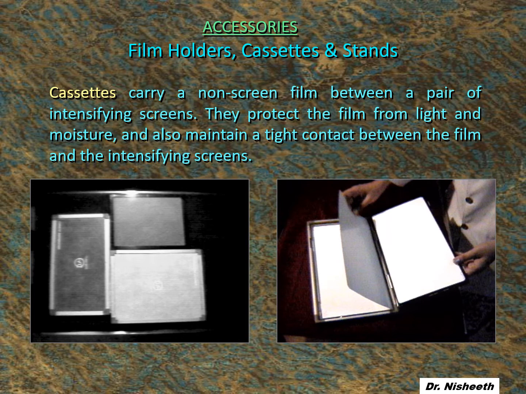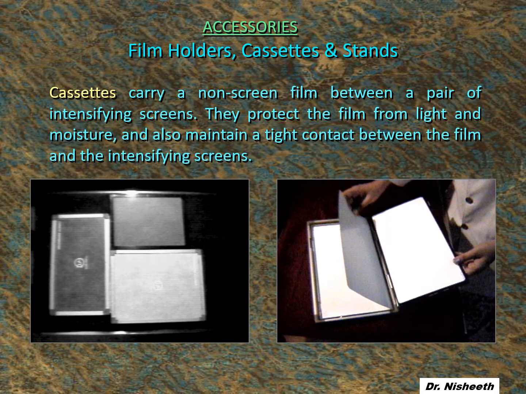The film comes inside light tight packets. We go inside the dark room, switch off the light, open the packet, take the film out, open the cassette, put it inside, close it, and then switch on the light. Before switching on the light, pack the other packet and keep it inside your cupboard.